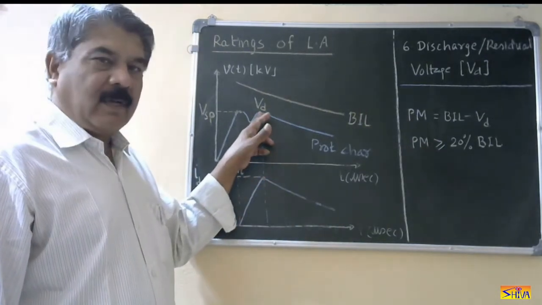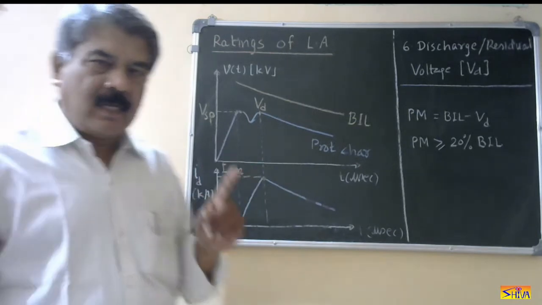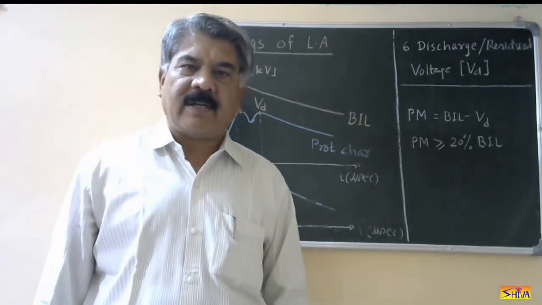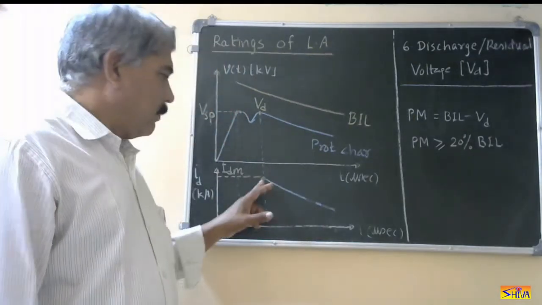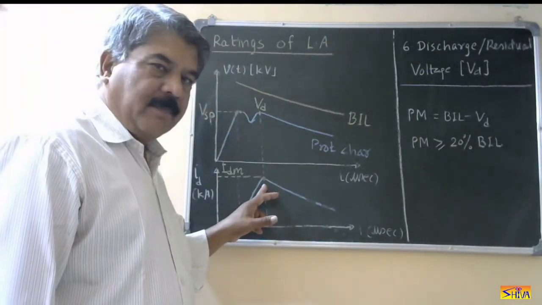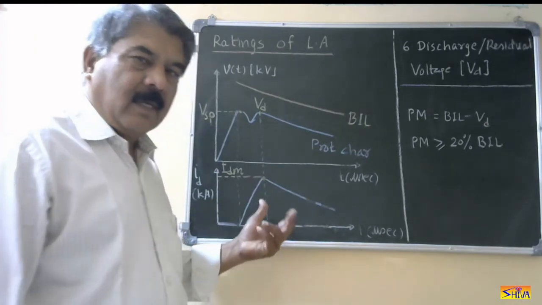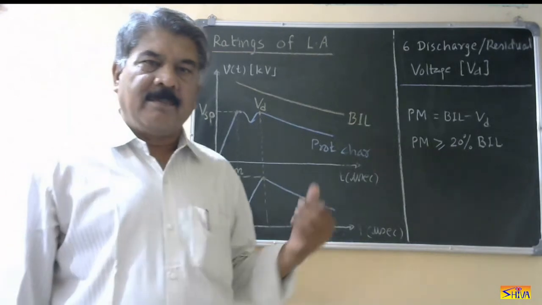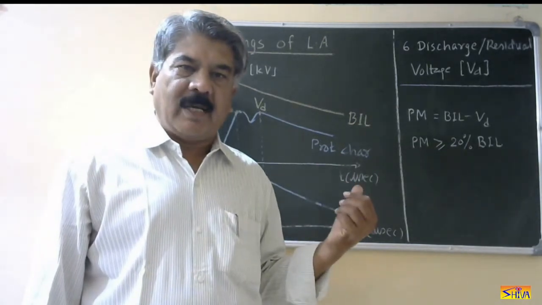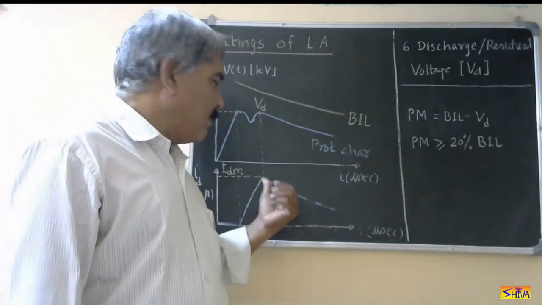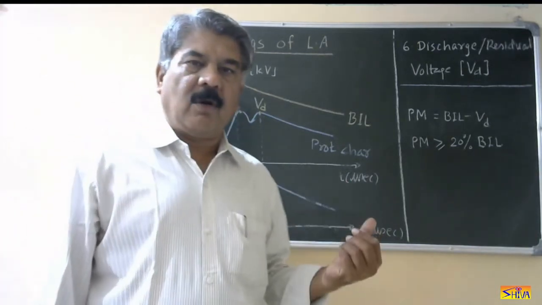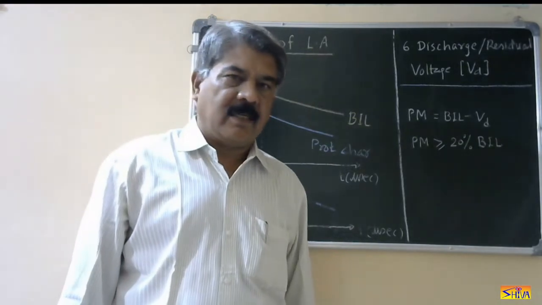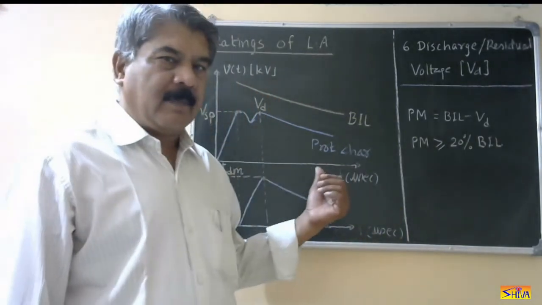Now here the important thing is this discharge voltage depends on two factors. Number one, the maximum value of the discharge current, plus the second factor, rate of rise of discharge current. If the rate of rise of discharge current is high, then the discharge voltage will also be high. So it depends on the peak value plus rate of rise of discharge current. Now this is a very important parameter.